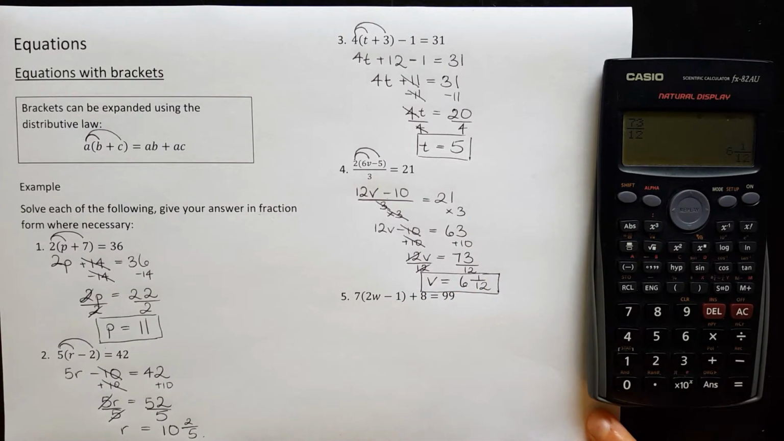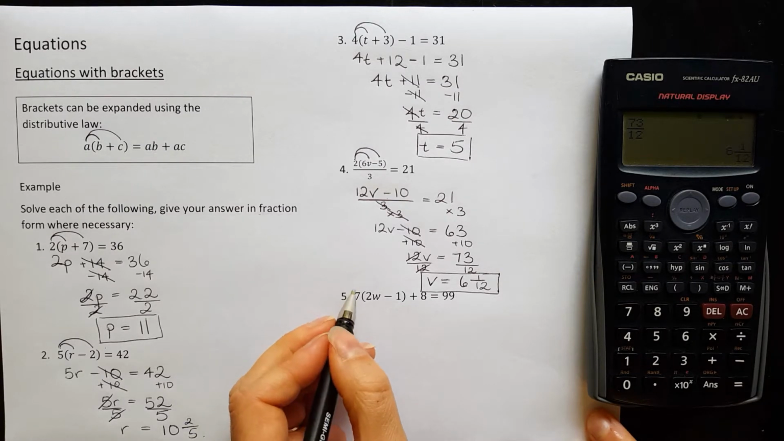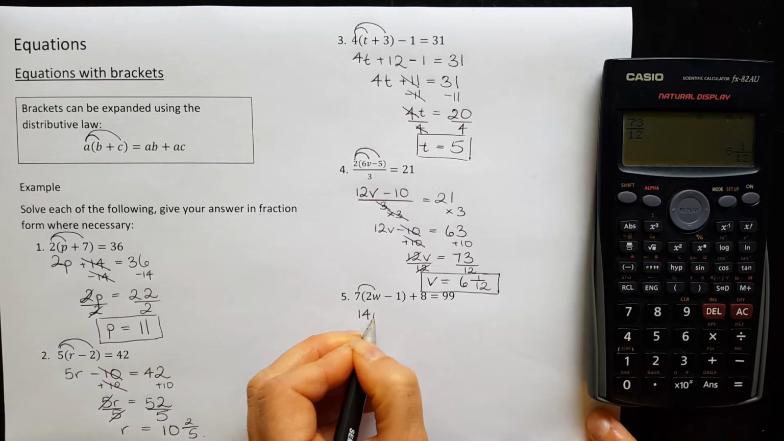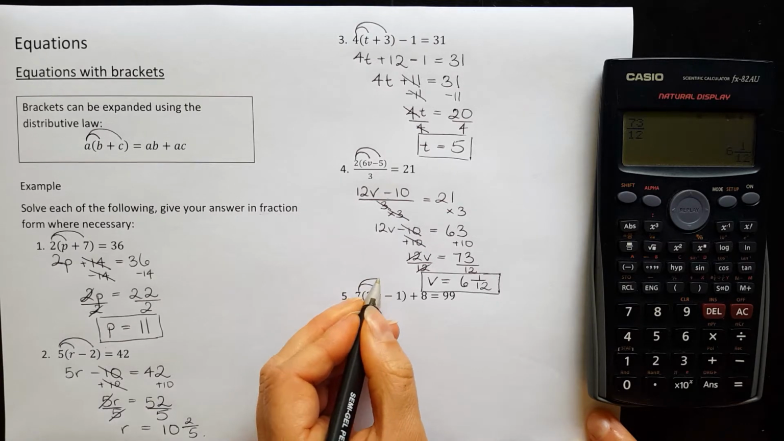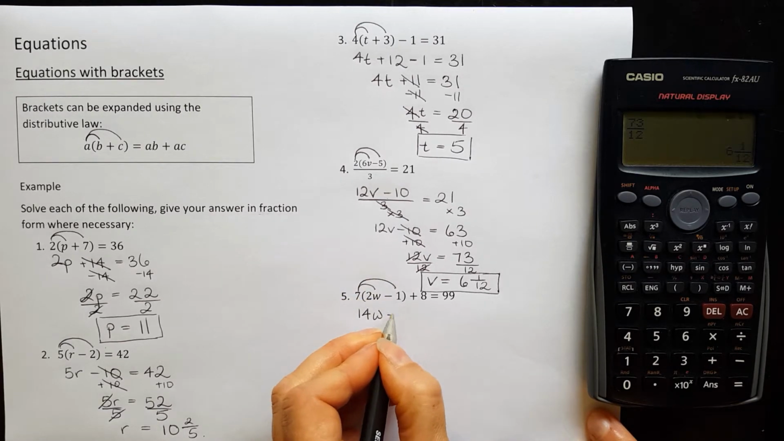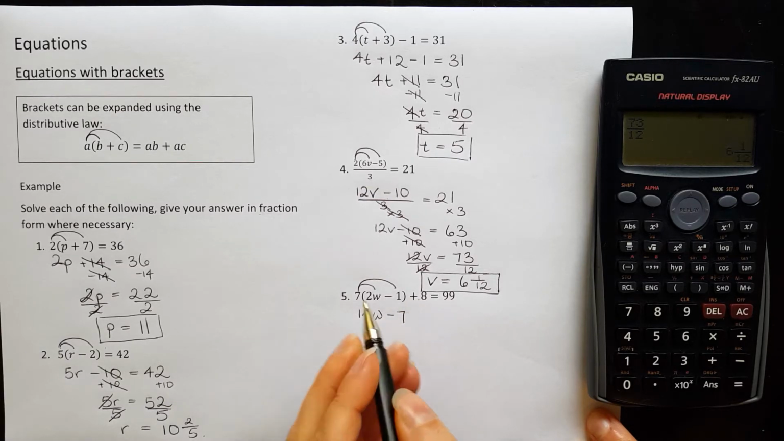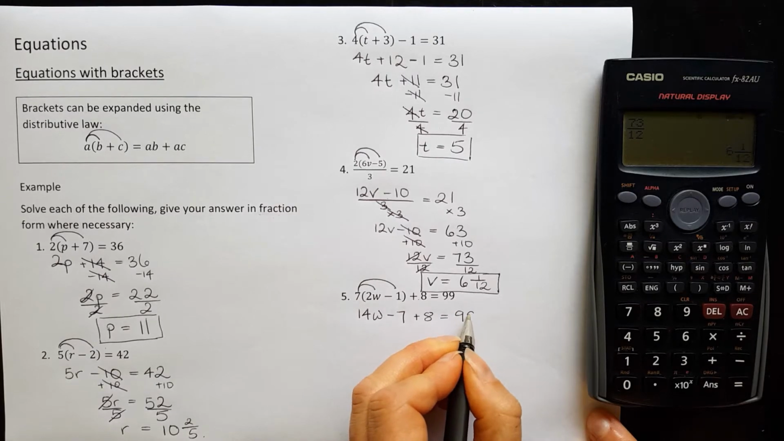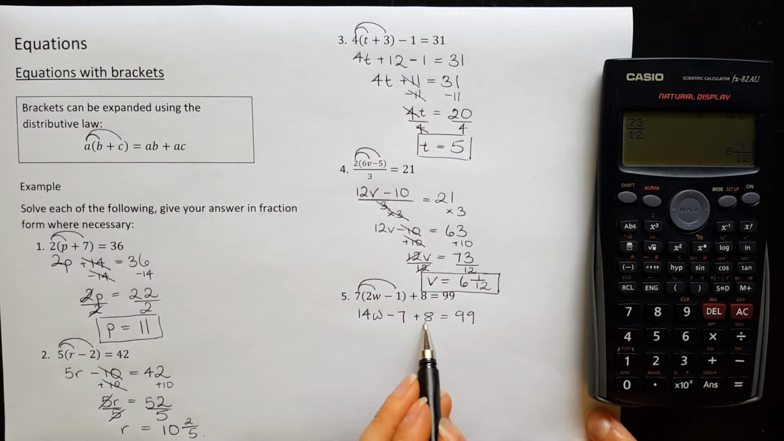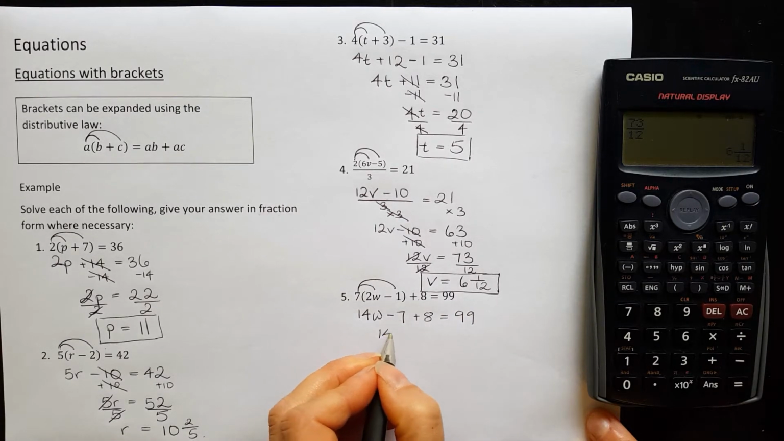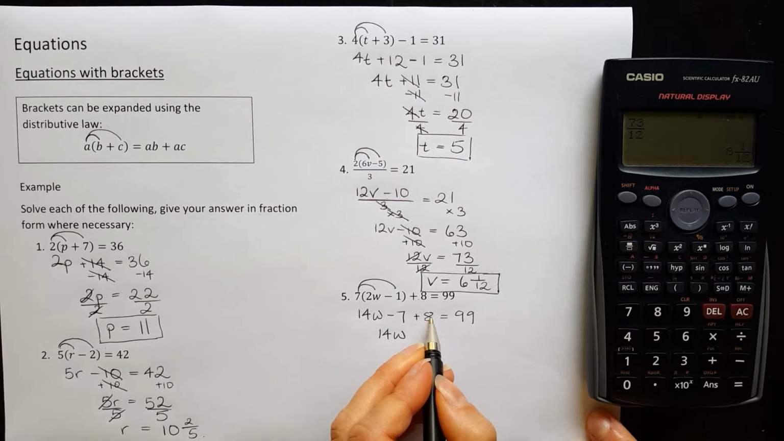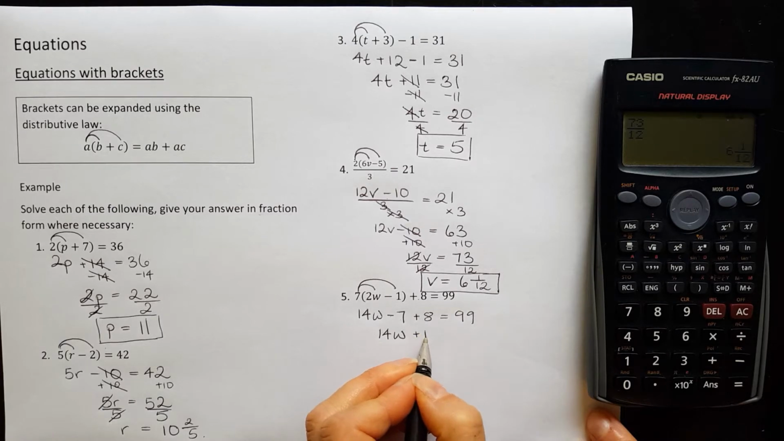Question 5. Let's expand the brackets. 7 times 2w is 14w. 7 times -1 is -7. This 8 is just sitting at the end, we'll write it down here. And that's equal to 99. Collect up these like terms. 14w is going to stay there. -7 plus 8 will make a positive 1.